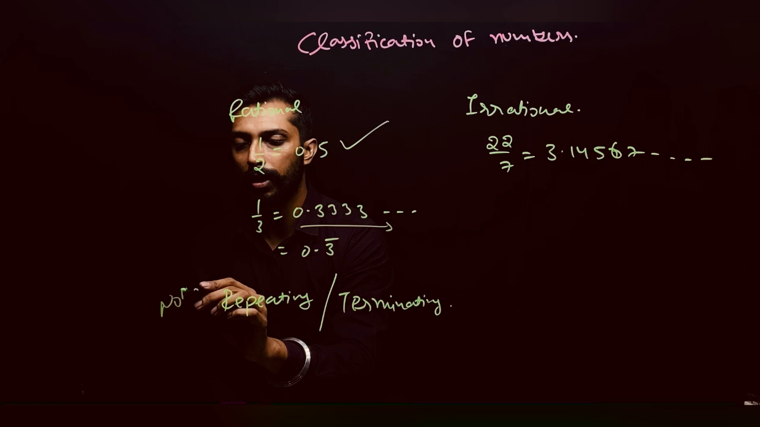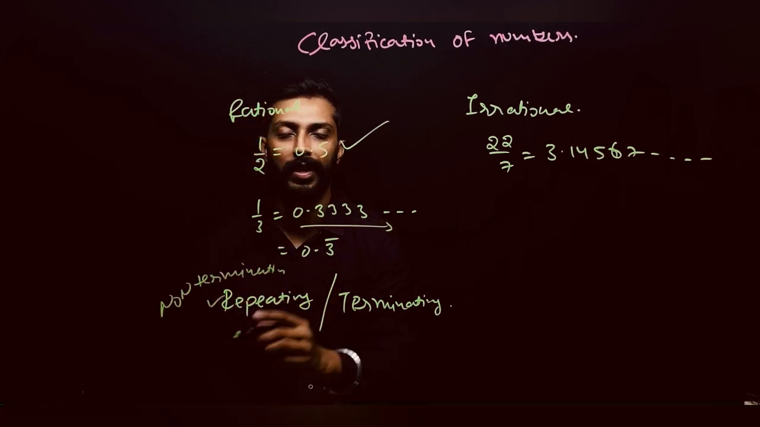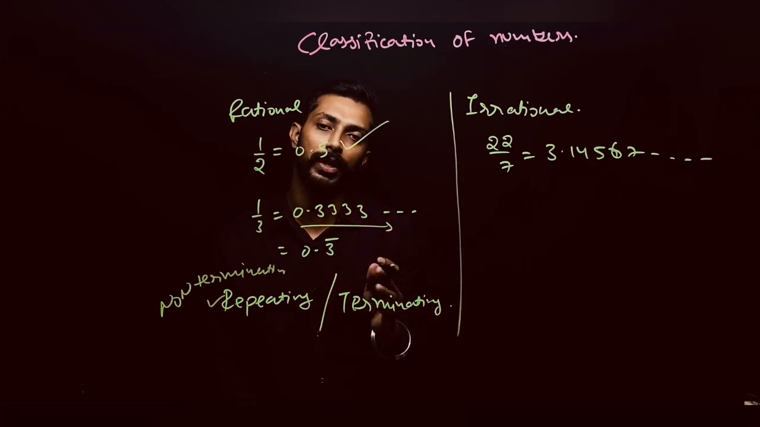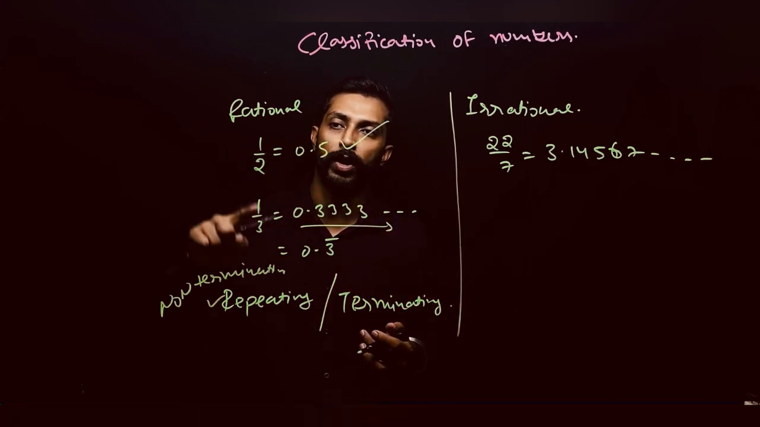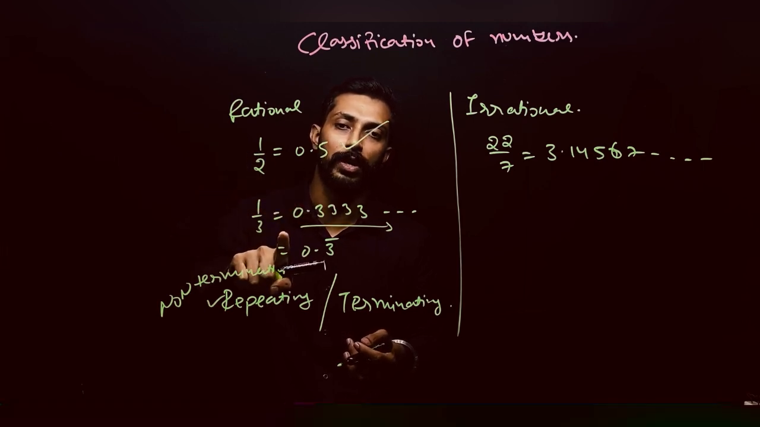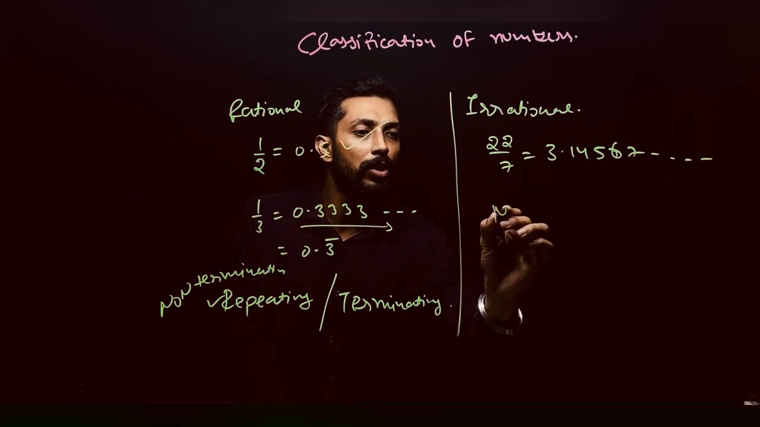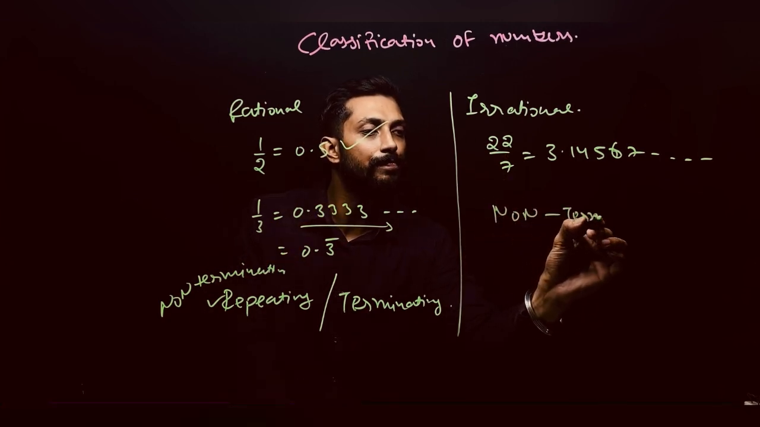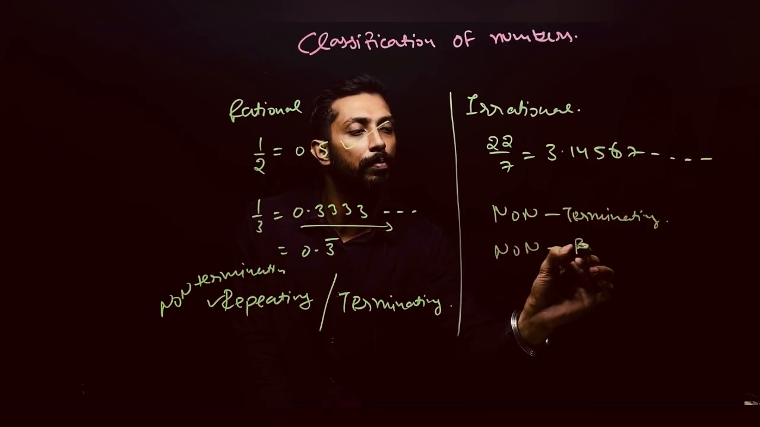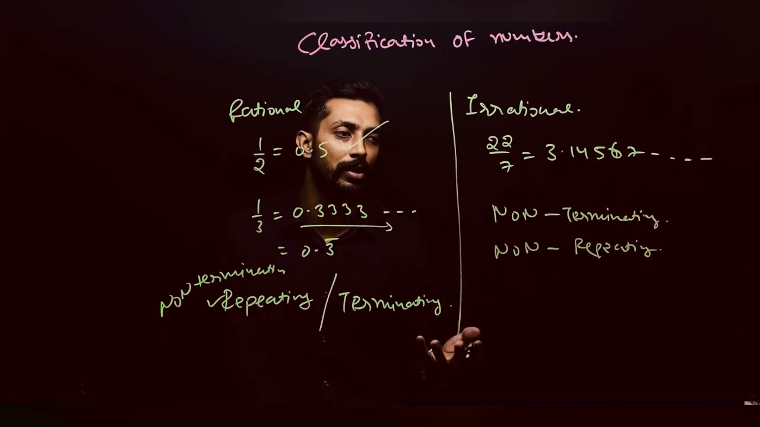So non-terminating and repeating numbers are rational numbers, and if they are only terminating, that is also called a rational number. So one example to understand rational is terminating, another is non-terminating but repeating. Irrational numbers are non-terminating and non-repeating, with no pattern and no recurrence.